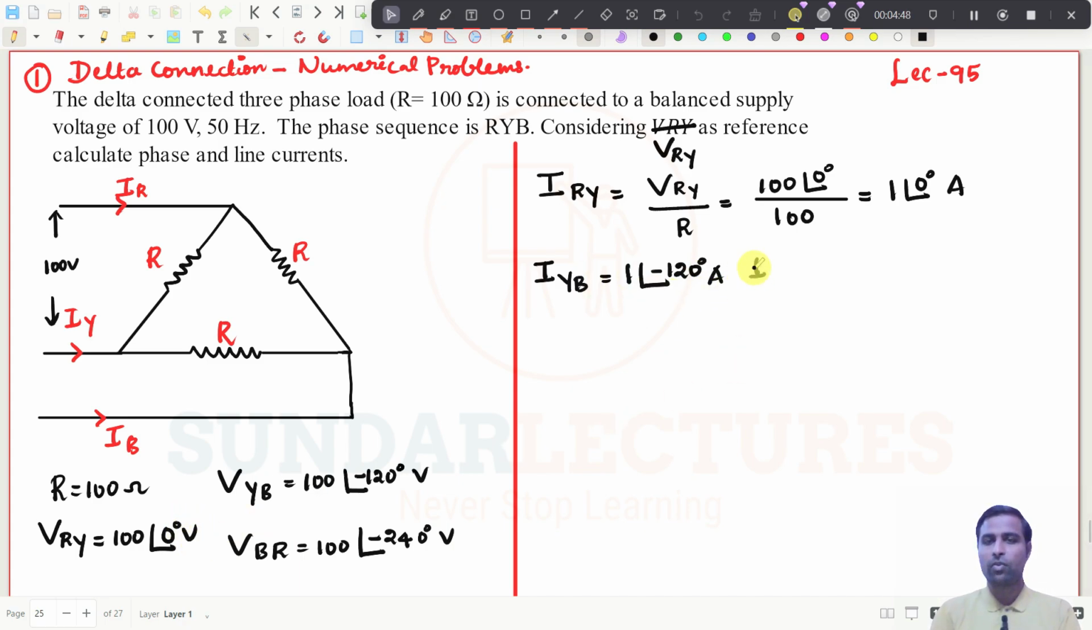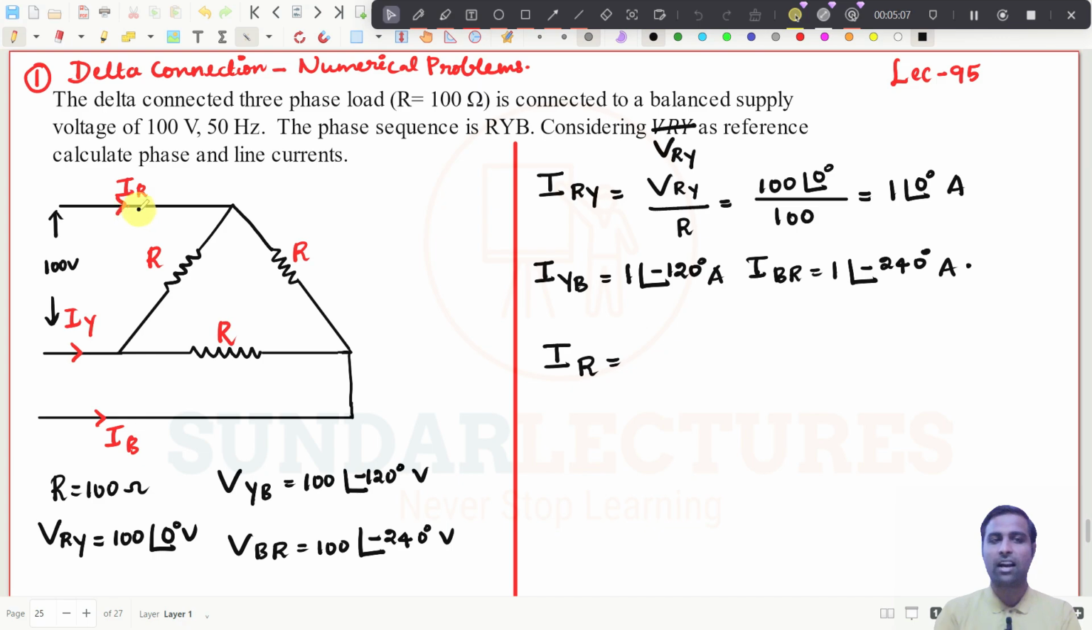And then if you are going for IBR, it will be again 1 at an angle of minus 240 degrees, right? So very simple. Now, what is the value of IR? What will be the line current? These are all phase currents, right? So what will be the line current?